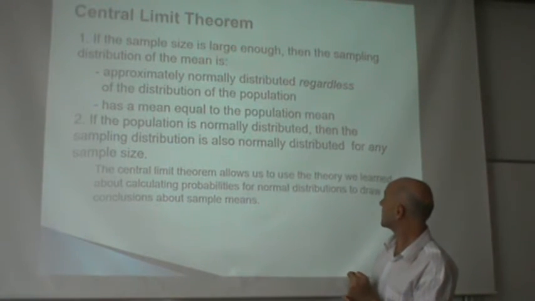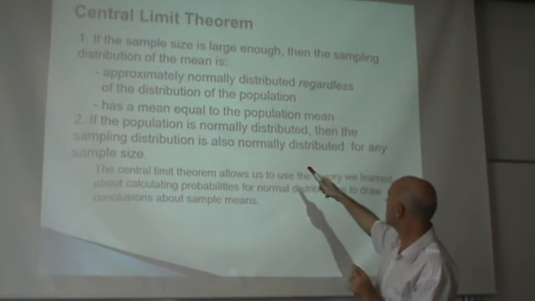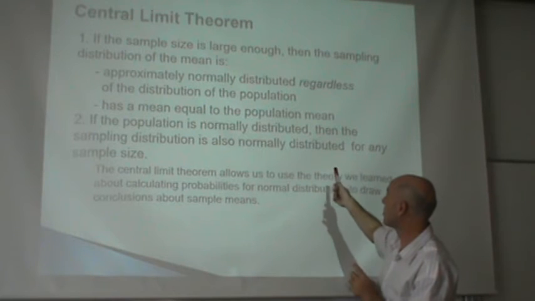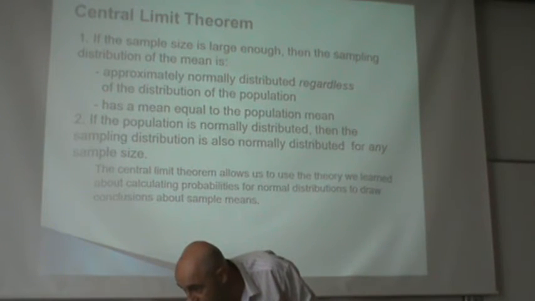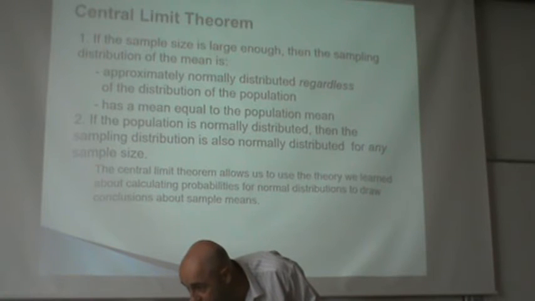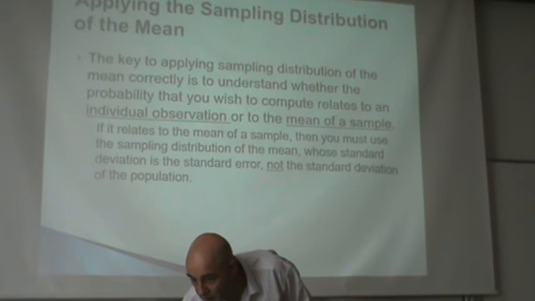Let's see. So, if the population is normally distributed, then the sampling distribution is also normally distributed for any size. That doesn't matter that much. Let's see what else we have here. Applying.